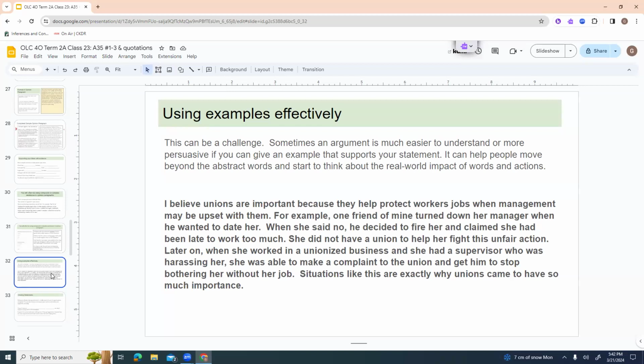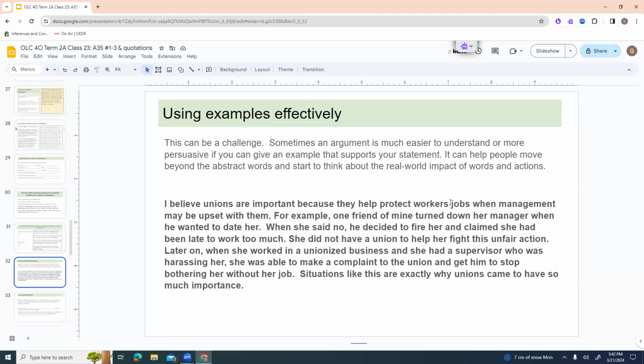You want to use examples effectively in your paragraph, and it can be a challenge, but sometimes an argument is a lot easier to understand or can be more persuasive if you're giving an example that supports your statement. It can help people move beyond the abstract words and start to think about the real world impact of words and actions. I believe unions are important because they help protect workers' jobs when management may be upset with them.